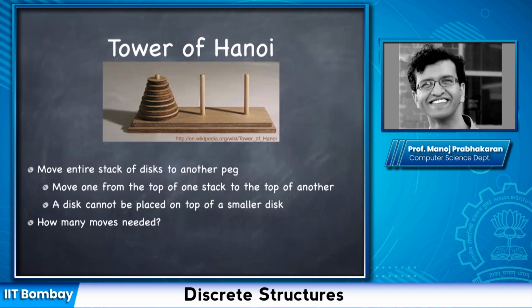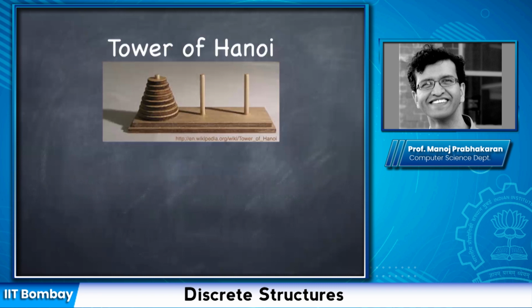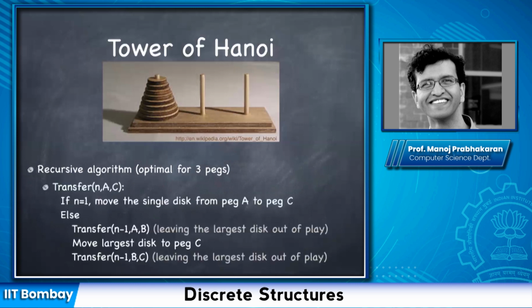That might seem like a simple enough problem, but actually we don't know the answer for the best way of doing this, the fewest moves we need, if you have more than 30 disks and 4 pegs. However, thankfully, when you have only 3 pegs, as is shown in the picture here, there is an optimal solution. I'm not going to show that it's optimal, but I'm going to describe what the solution is, and it's what you would naturally expect. Okay? This is an algorithm that would work for any number of pegs, and for 3 pegs, it's actually an optimal algorithm.